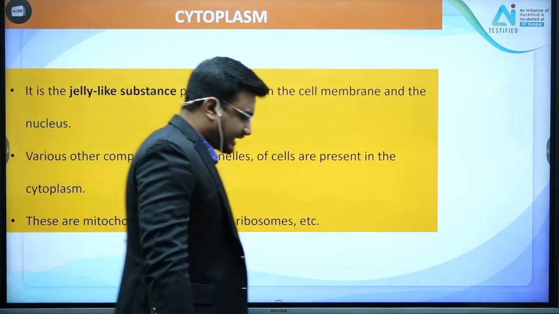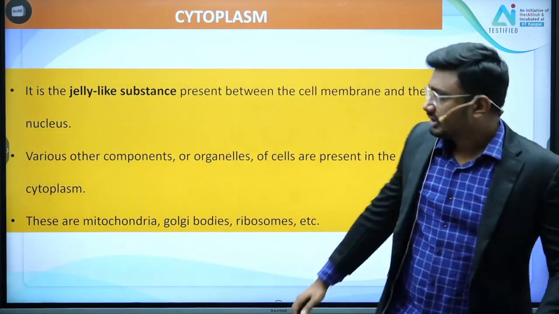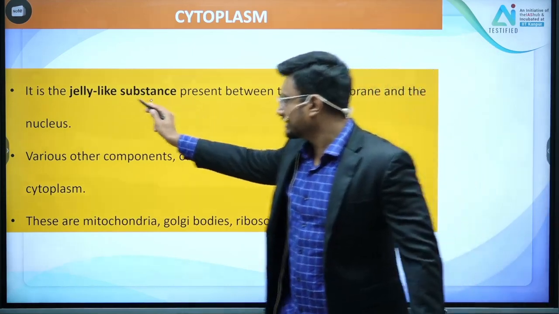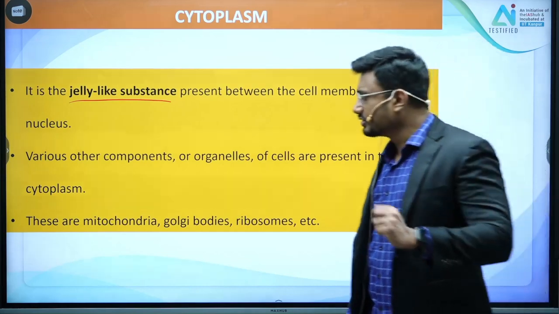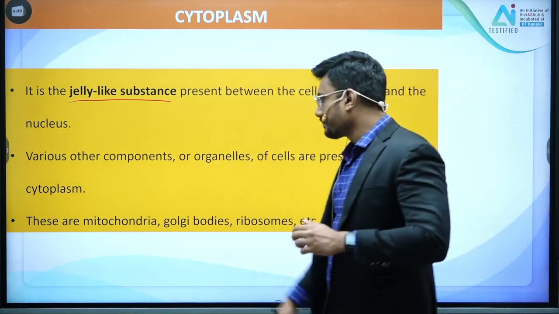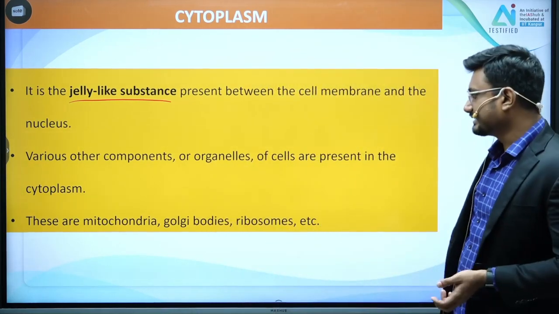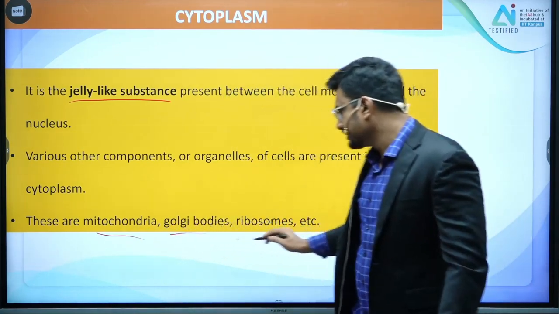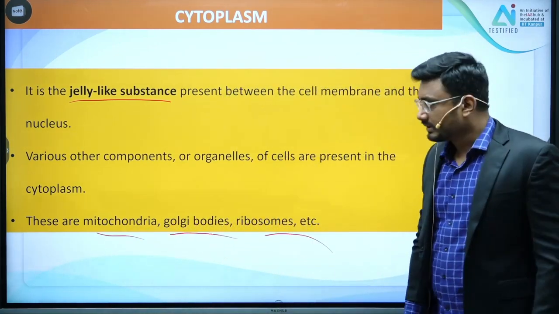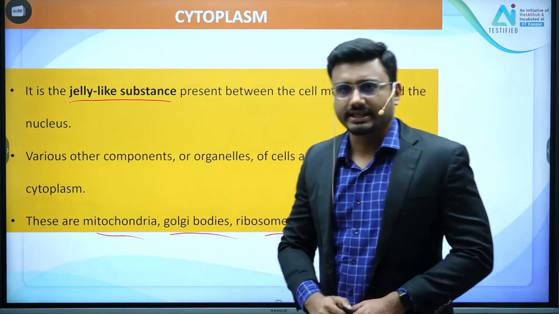Cytoplasm. What is meant by cytoplasm? It is the jelly-like substance that is present between the cell membrane and the nucleus. Various other components or organelles of cells are present in the cytoplasm. These are mitochondria, Golgi bodies, ribosomes. Now let's move on to the next slide.